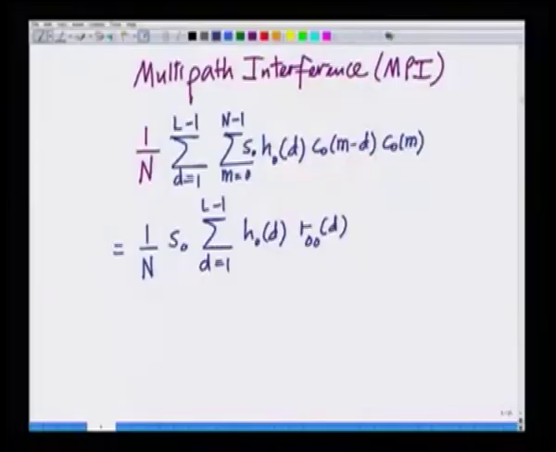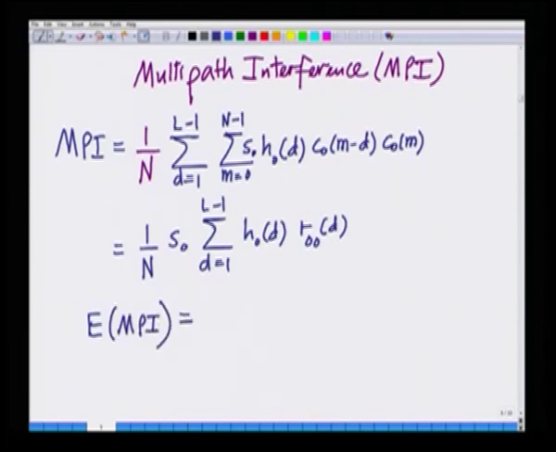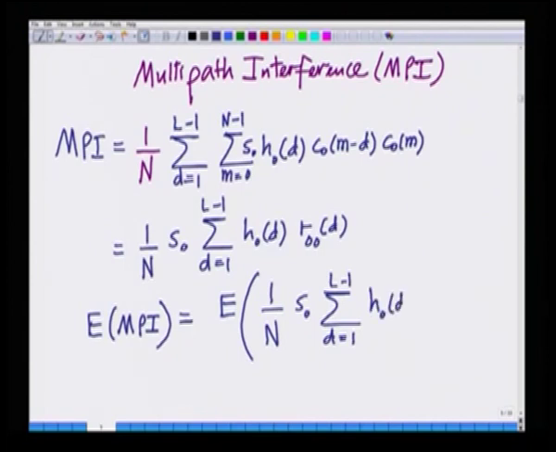So, if we look at this multipath interference, let us compute what is the power of this multipath interference. Let me denote this as MPI. Now, expected MPI is nothing but expected value of this expression above, which is expected of 1 over n, summation S0, summation d equals 1 to L minus 1, h0 of d r00 of d.